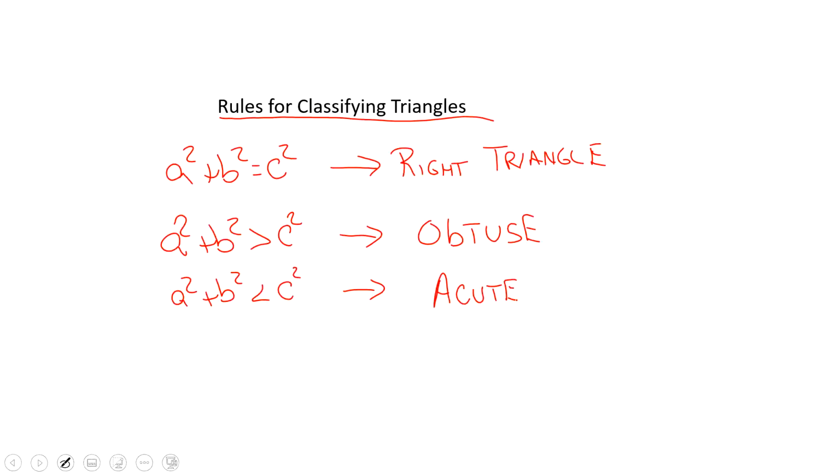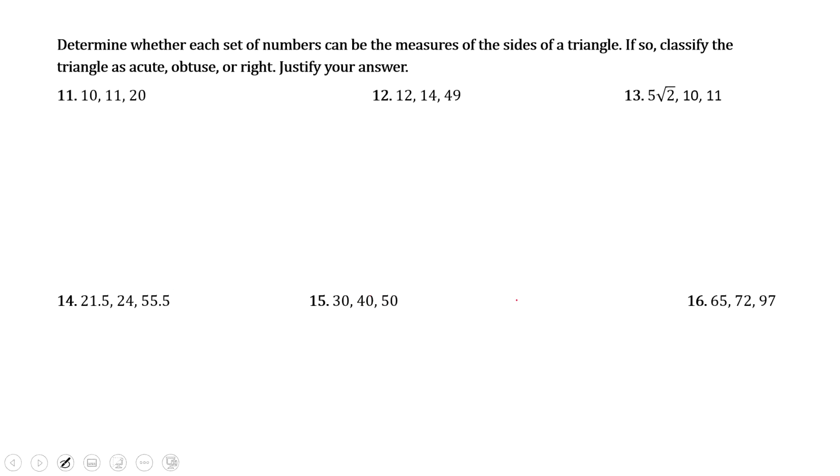We're going to classify some stuff. I think we got some problems to work on. Yep, this is like what we're going to have on the test. Determine if they're triangles. So we're going to take the two shortest sides, 10 plus 11, 21. Yes, it's a triangle. Now we need to figure out, is it an acute triangle or an obtuse triangle?